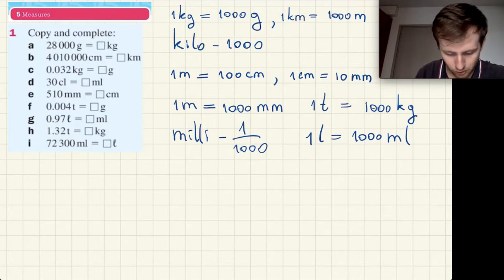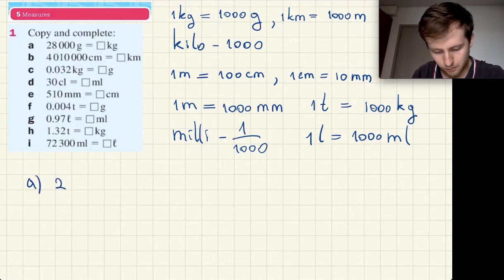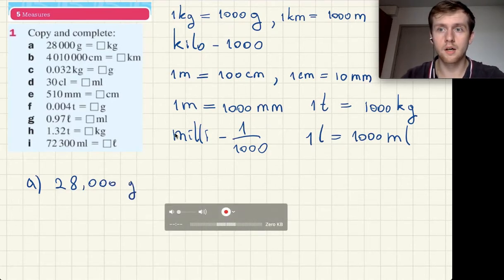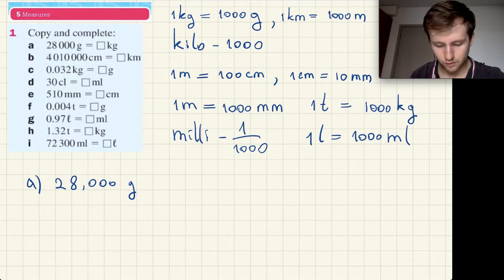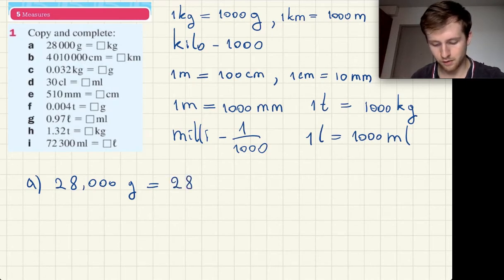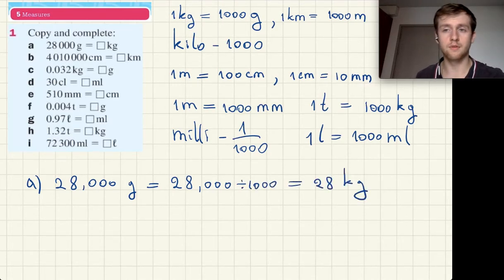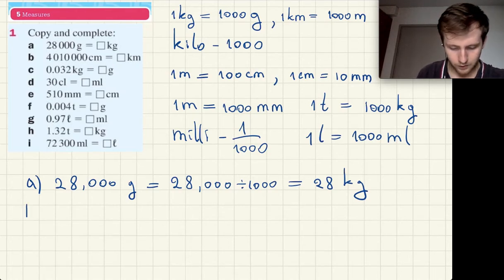So what do we have here? We have 28,000 grams to kilograms. We have to make this conversion. Let's do 28,000 grams equals how many kilograms? Well, what we have to do is divide it by 1,000. 28,000 divided by 1,000 equals 28 kilograms.